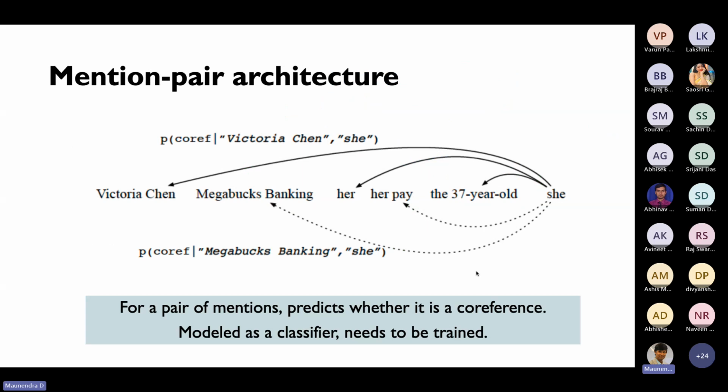Okay, so one way in which co-reference identification can be done is by using the mention pair architecture. So suppose this is the input, Victoria Chen. Okay, I forgot to give the complete text. So suppose these are some excerpts from a sentence, and these are the different nouns or named entities or pronouns. We have said that these will be the mentions that we are considering.